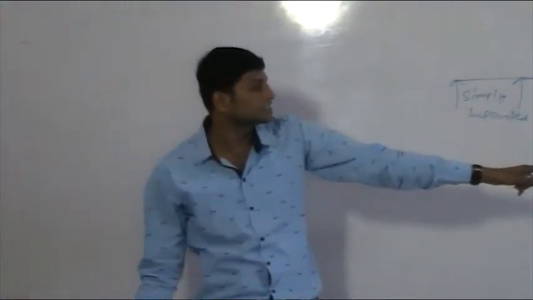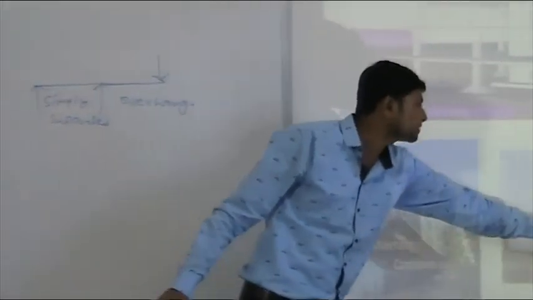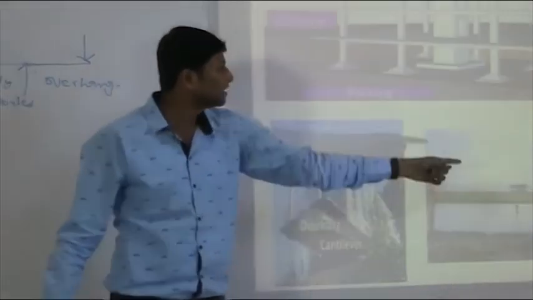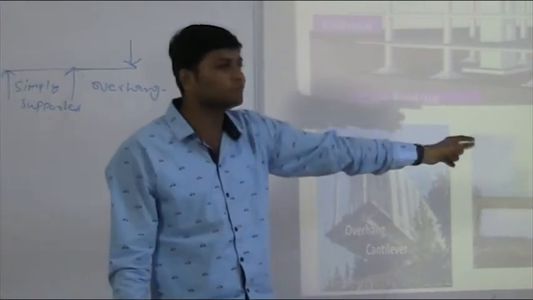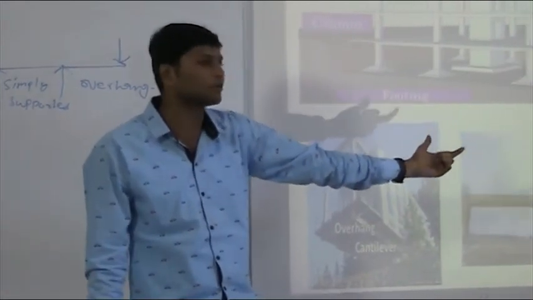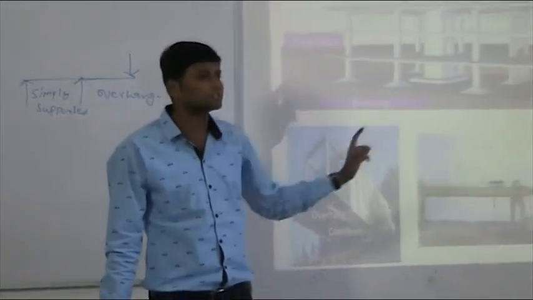All of you know this, shown in this figure. This portion is simply supported and this is overhang. Next, a train is going on a bridge. This bridge is also called a beam. This type of girder, plate girder or gantry girder, is simply supported.